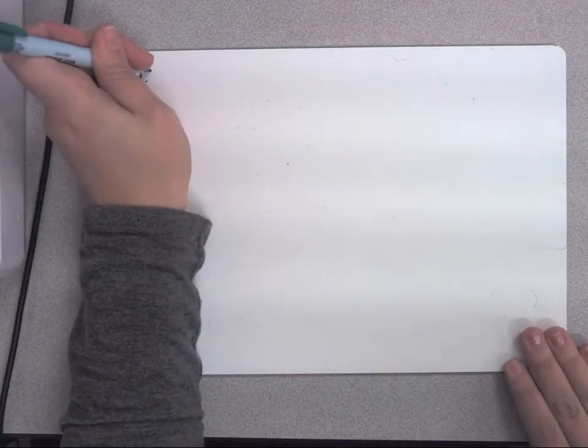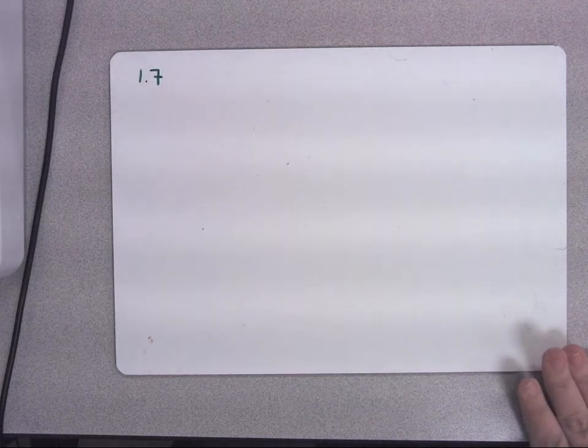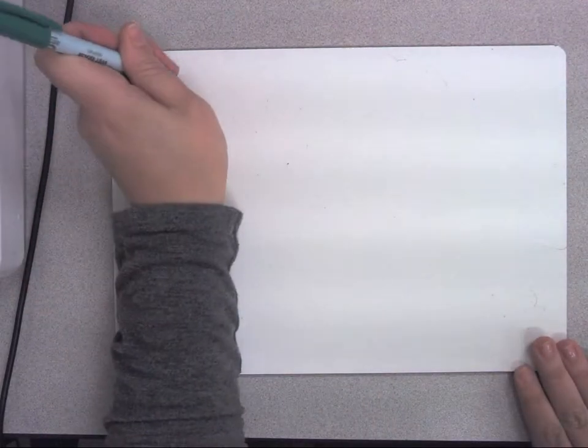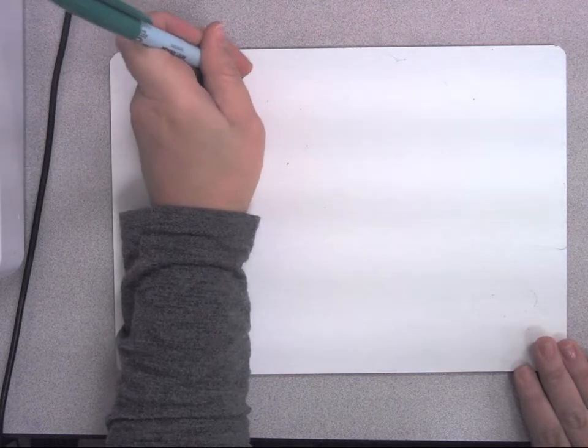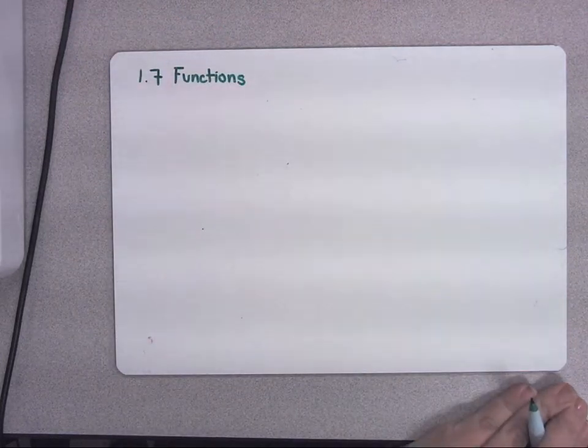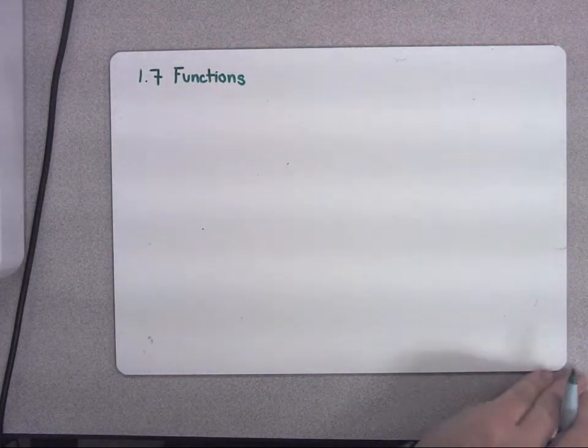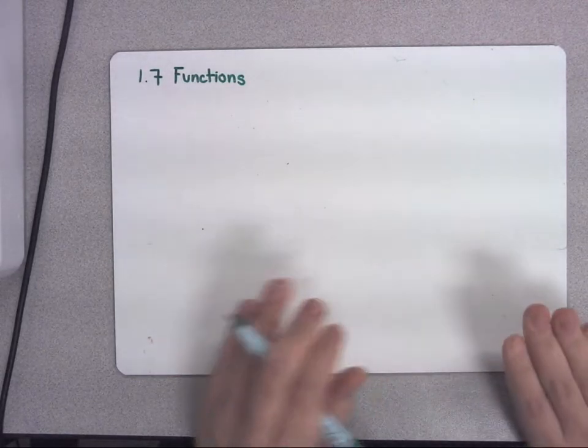Okay. Now, so 1.7 is called functions. Because they're fun. Yay. I know, said no one ever. I get it. It's fine, guys.